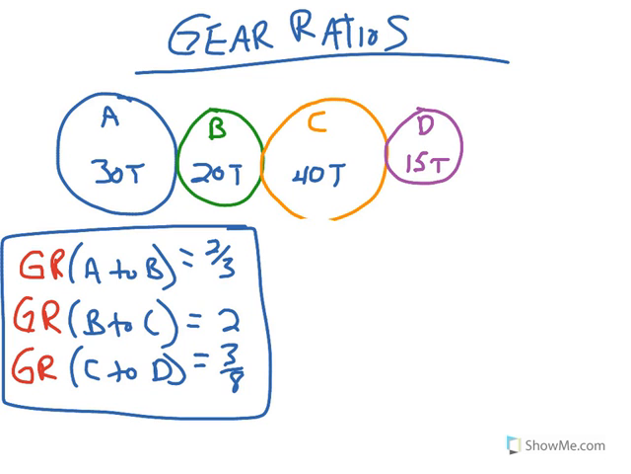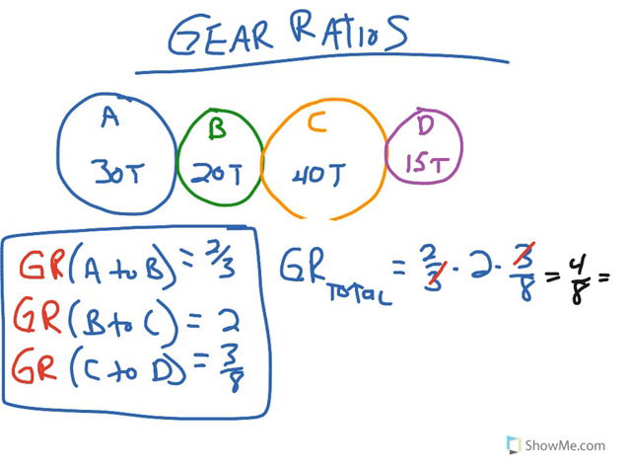So anytime you have a compound machine and you want to find the total mechanical advantage or total gear ratio, you just multiply each of those together. So the gear ratio of this entire thing, let's just say of total, it's going to be the product of each of these. It's 2/3 times 2 times 3/8. Doing some cross-canceling, 3 divided by 3 is 1. We can take then 2 times 2 and get 4. 4 divided by 8 is 1/2.